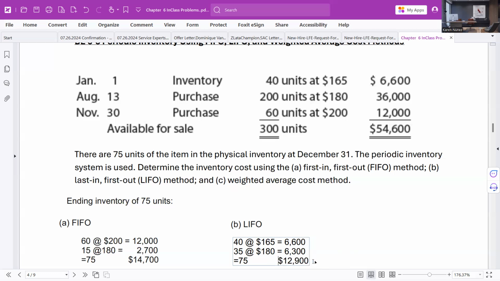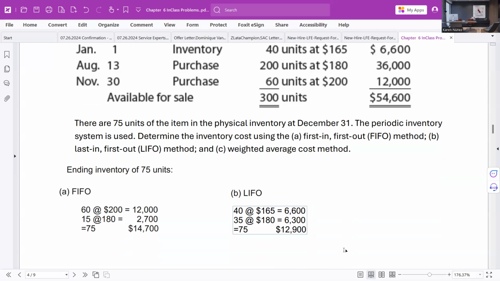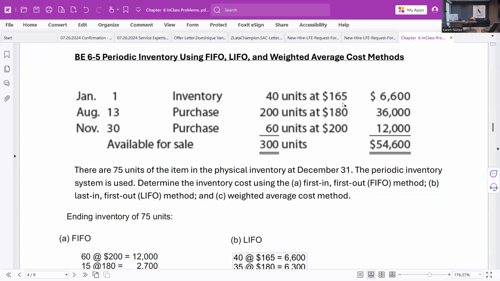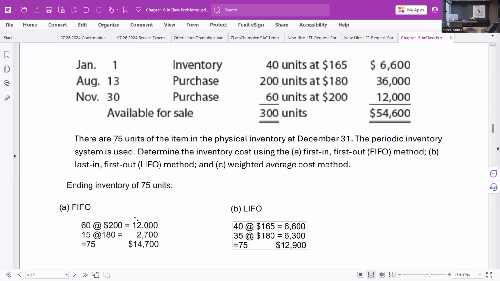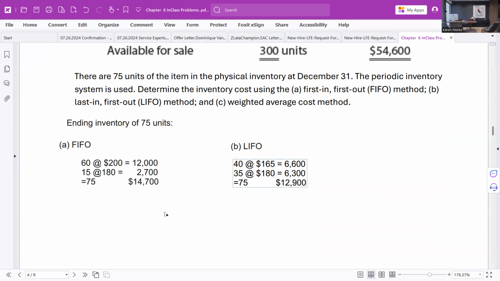That's LIFO. Last ones in are the first ones out to cost of goods sold. So it's the early ones, the 165 and the 180, those units are in the ending inventory. FIFO's first in, first out to cost of goods sold, so it's the last ones that are going to be in that ending inventory. And then weighted average is next. C is weighted average.